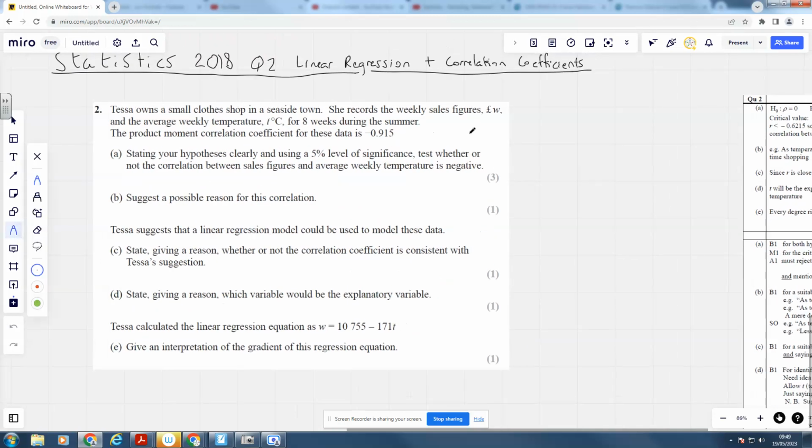Now, straight away I'm thinking, well, r is always trapped between minus 1 and 1, and this is very, very close to minus 1, so this is implying almost perfect negative correlation. That's what it looks like to me. But they want us to do a hypothesis test first, so let's do it.